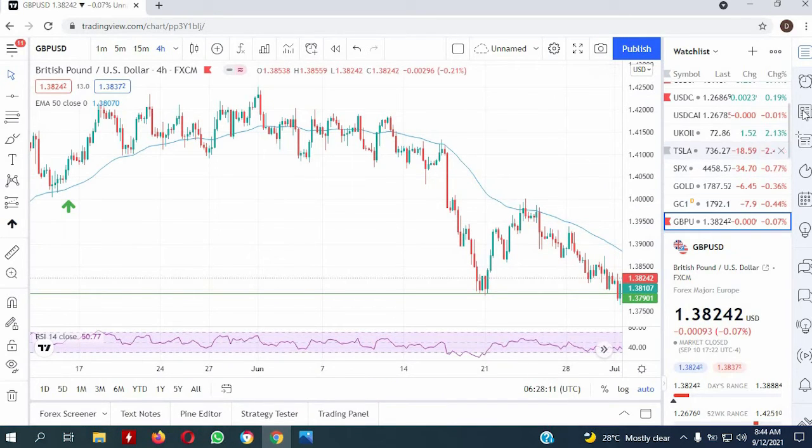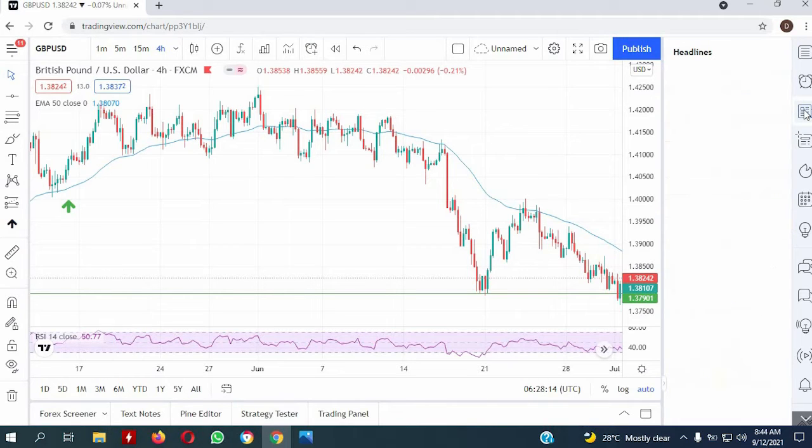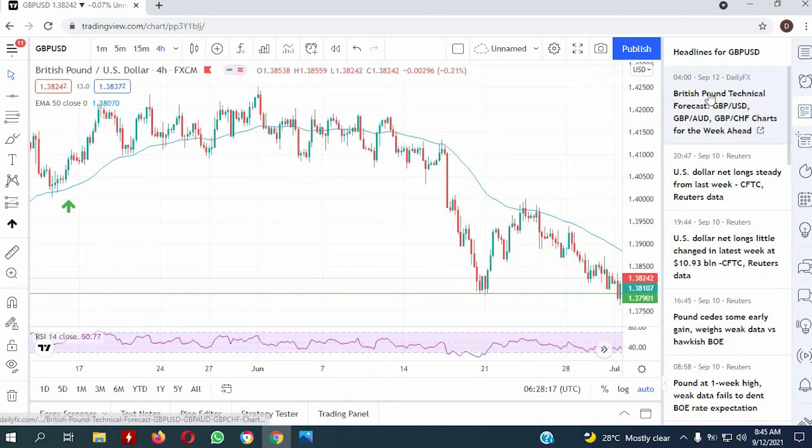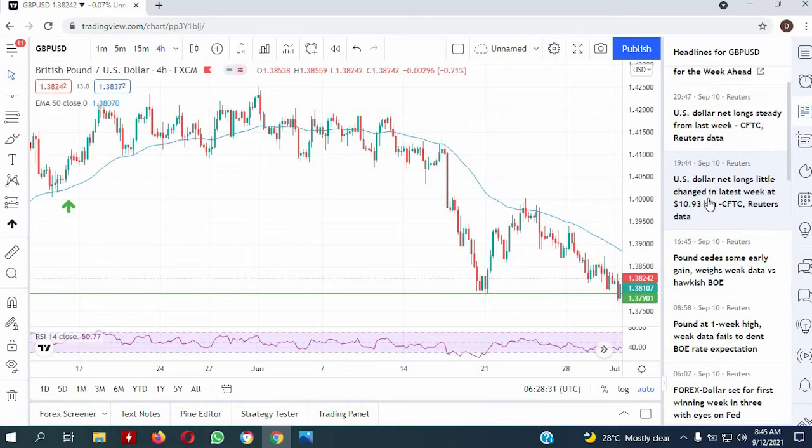Over here you have the news. Click on the news. It is telling you about the British pound technical forecast. US dollar net long steady from last week, CFTC, Reuters data. Some people would look at the trading news in order to gain a sense of what is going on in the market so that they can know when the market is likely to trend down. US dollar net long, little change in latest week at 10.93 billion, CFTC, Reuters data.